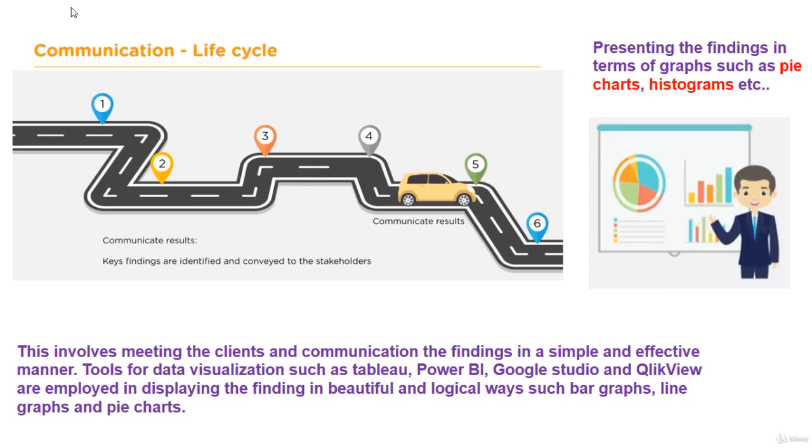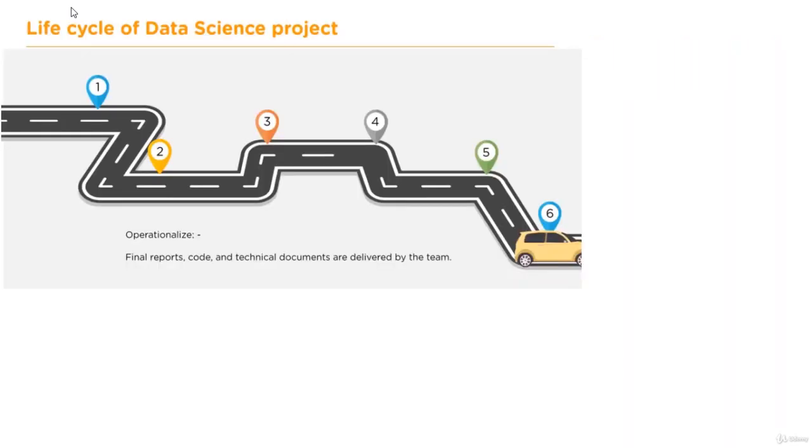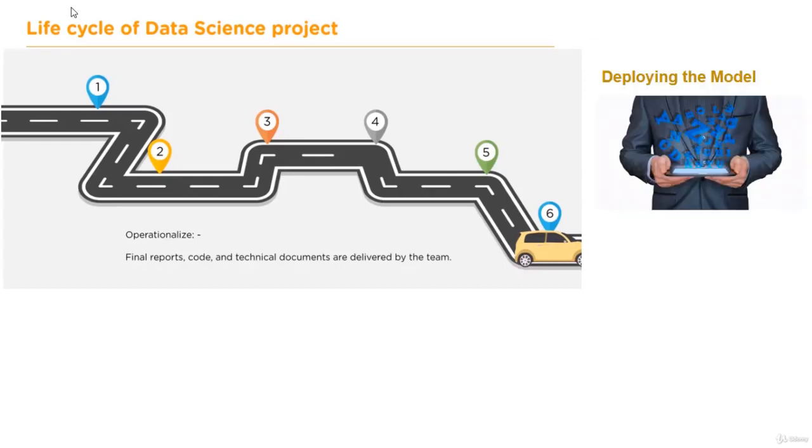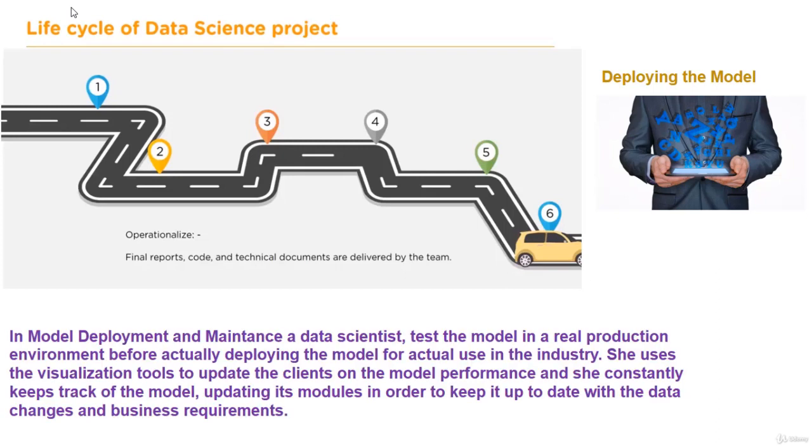The next step, after communicating these findings to the business client, is to operationalize the model that has been built. Here, the main key thing involves deploying the model. And basically, the data scientist tests the model in a real production environment before actually deploying it. He also uses visualization tools to update the clients on the model performance and constantly keeps track of the model, updating it in order to keep it up to date with the data changes and business requirements.